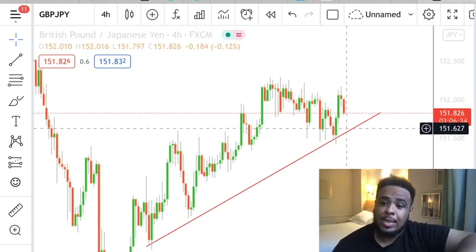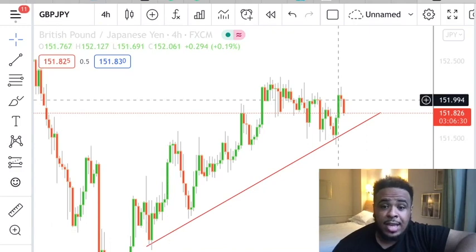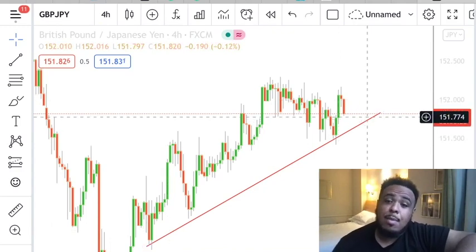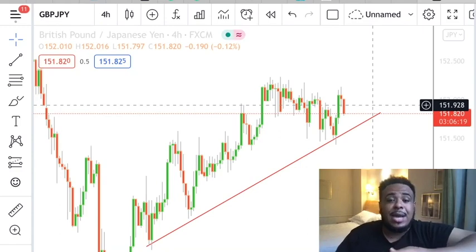And the way we go about this is knowing, okay, cool. The next time it touches this support line, we need to see a bullish signal first before executing a buy position. Now, with support is the potential time to buy, okay? Resistance is the potential time to sell.